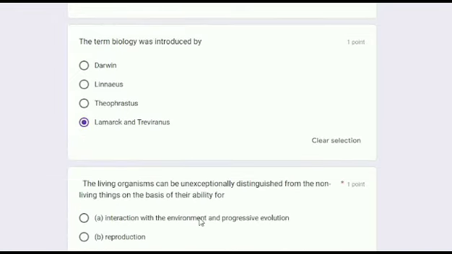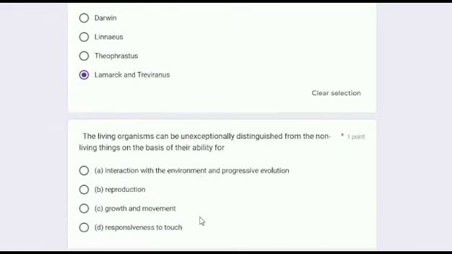The living organisms can be unexceptionally distinguished from the non-living things on the basis of their ability for interaction with the environment and progressive evolution. Why not the other options? So we discussed that reproduction, growth and movement are not the defining factors of living organisms. And responsiveness, though it is a part of irritability, here they have mentioned only the responsiveness to touch. So that is not the right option. The right answer is option A.